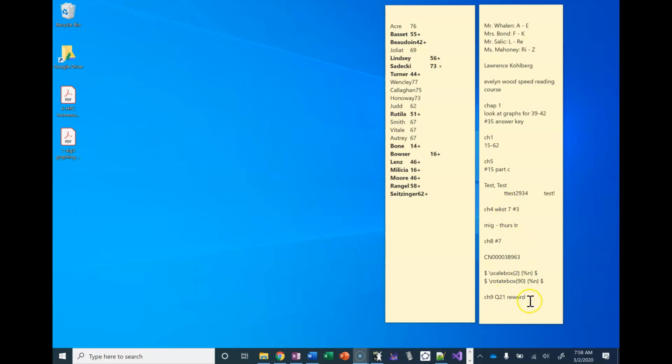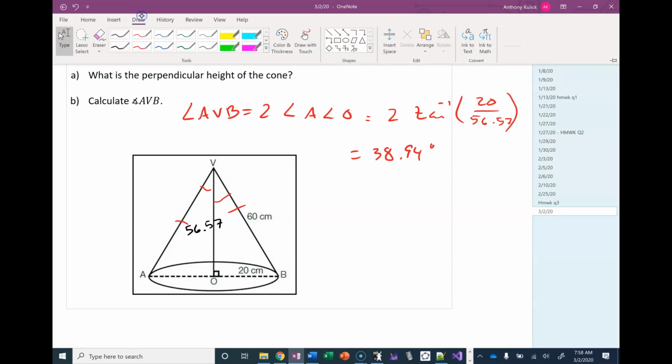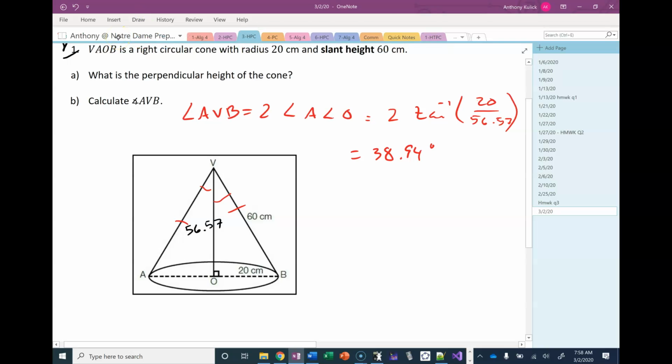I'll make a note here. This is question 8B. I'll take a second look at that a little bit later, but to me it just looks like it's a typo in my answers. Okay. But good. Good question. Olivia?